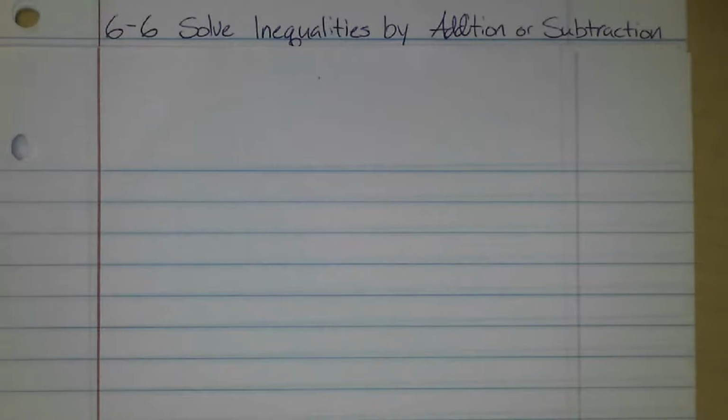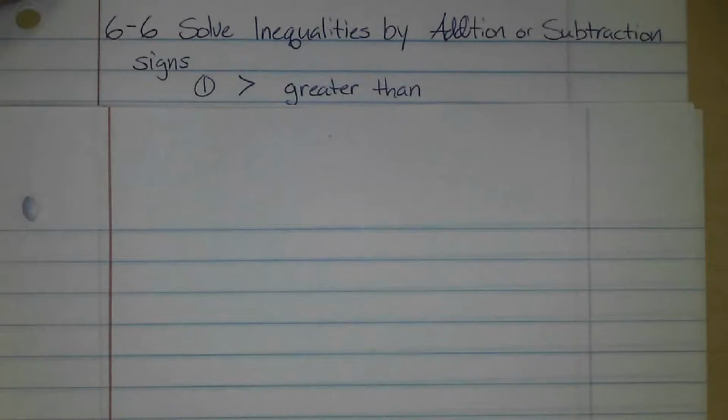This time we're taking on Chapter 6, Section 6, Solve Inequalities by Addition or Subtraction. Now this section is really similar to Chapter 6, Section 1, where we solved one-step equations with addition or subtraction, except instead of equations, inequalities. But before we get into that, let's take a look at the symbols and signs that we need to understand, all the vocabulary, so that we can do this lesson the right way.